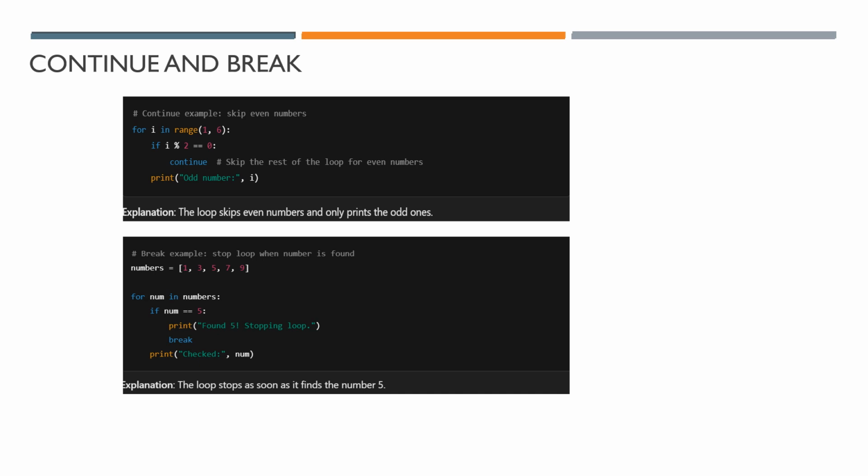In this second example, we're using a break statement. The loop goes through a list of numbers and looks for the number 5. Once it finds it, it prints a message and immediately exits the loop using a break. Any code after the break won't be executed for that iteration or any others after. This is helpful when you want to stop processing as soon as a condition is met, like when searching for a specific value.